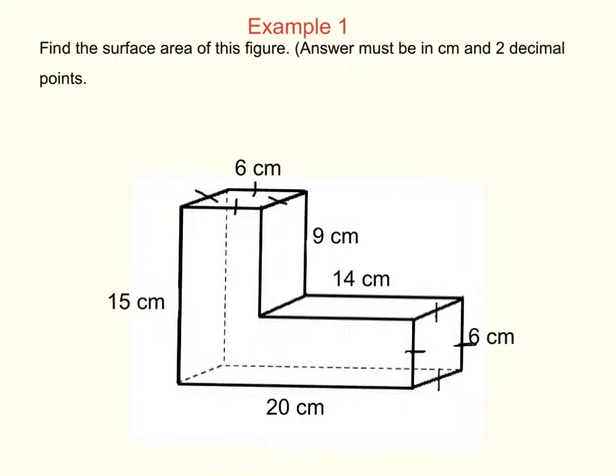Now, coming up to our first example, we have a figure, and the question asks, find the surface area of this figure, which must be answered in centimeters and to 2 decimal places. From what we can see here, there are two rectangular prisms stuck together, and now we have to find the area of these outside faces. Let's go to the next slide and see how we do it.